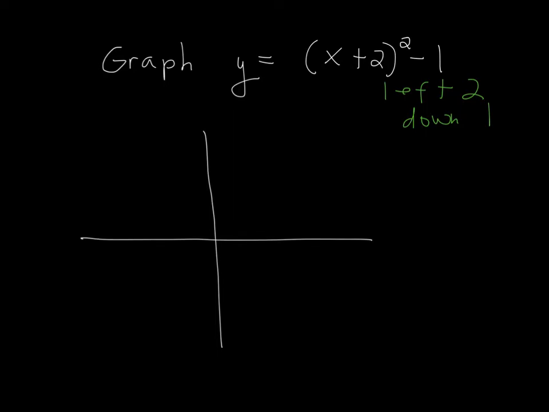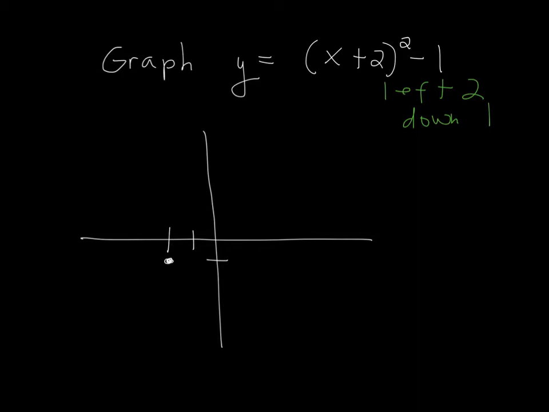So we're going to go to the left 2, and we're going to go down 1. And that's going to be the vertex of this graph. But it's not a V. Remember, it's a squared equation now. It's not the absolute value. It's squared. It's going to be a parabola.